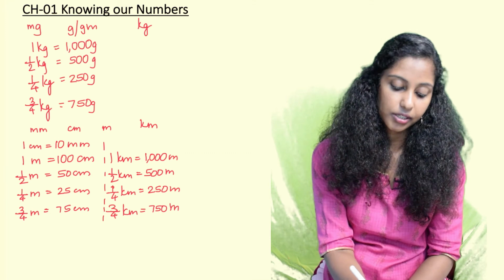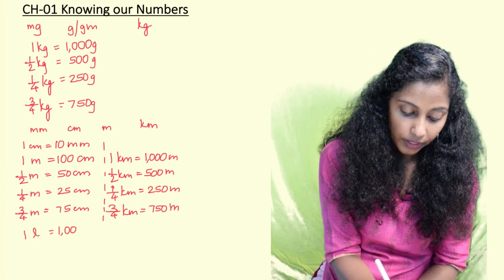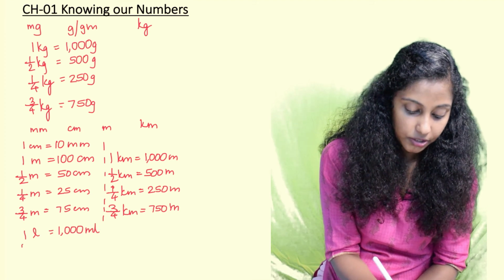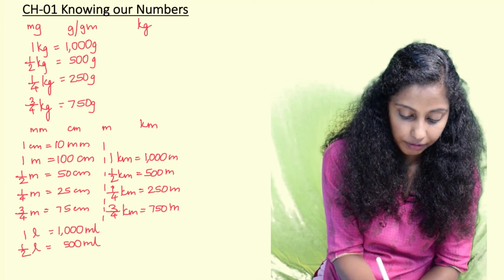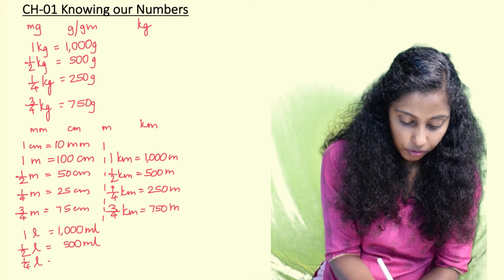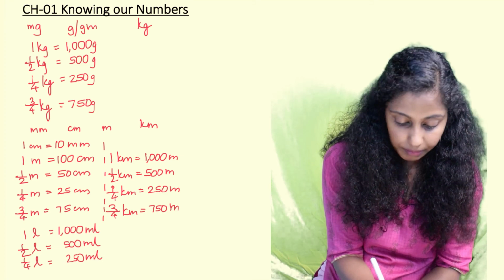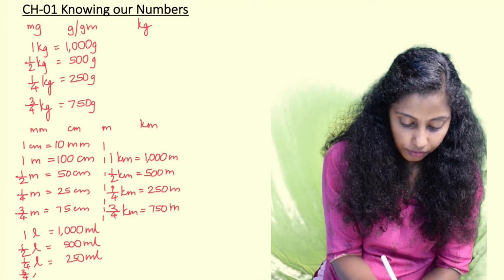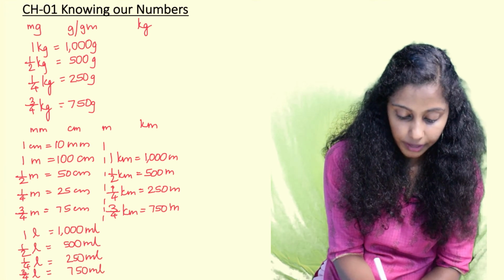Now let us see the same for liter. 1 liter is equal to 1000 milliliter. Half liter will be half of 1000, equal to 500 ml. 1/4 of a liter is equal to half of 500, that is 250 ml. And lastly, 3/4 liter is 750 ml.